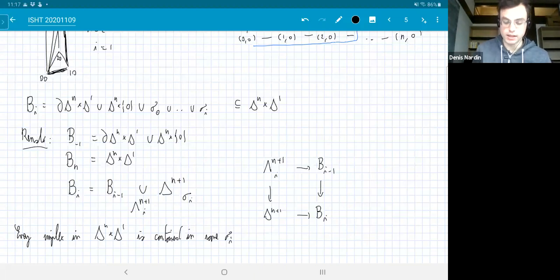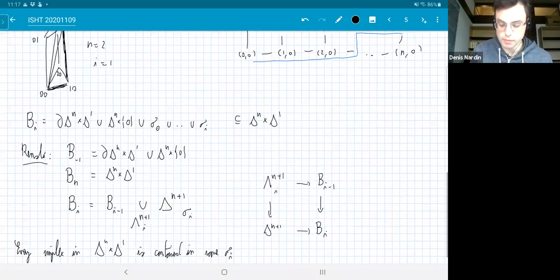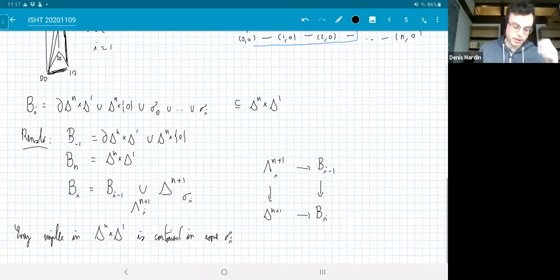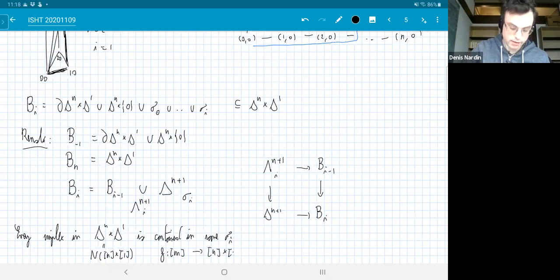That's because, what is a simplex? A simplex is just a chain, right? Delta is the nerve of this poset. So a simplex is just a totally ordered subset, a chain. Remember that we said in a poset, an m-simplex, say, is a map like this.